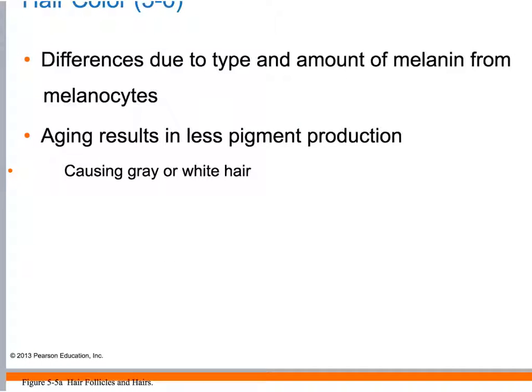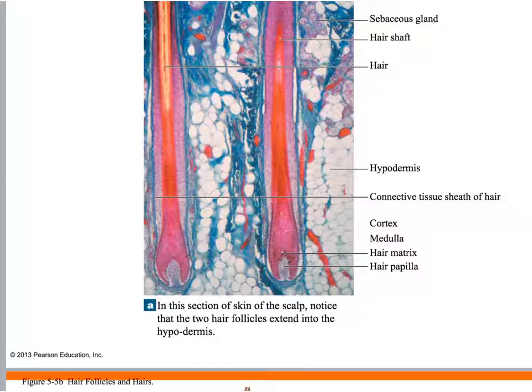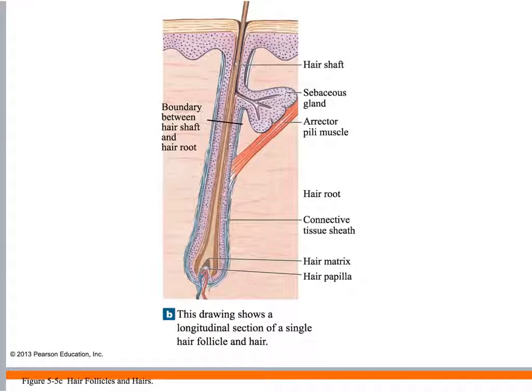Hair color is due to the amount and type of melanin from the melanocytes. Aging results in less pigment production, melanin, thus causing gray or white hair. This gives you an illustration, and it shows you the hair papilla, the hair matrix, the medulla, the cortex. You can see the hypodermis, the hair, and then the hair shaft. This is the same thing, however, you see the sebaceous gland and the erector pili muscle.